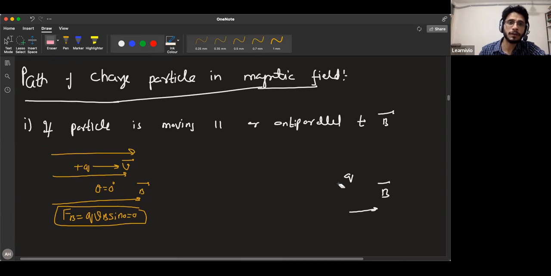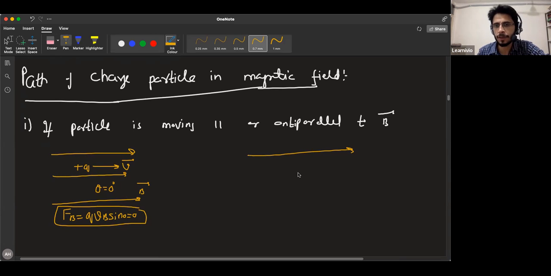But if it is parallel, anti-parallel, sorry, this is the magnetic field.